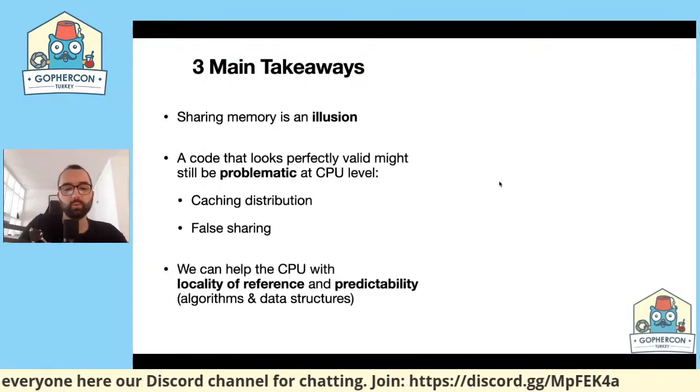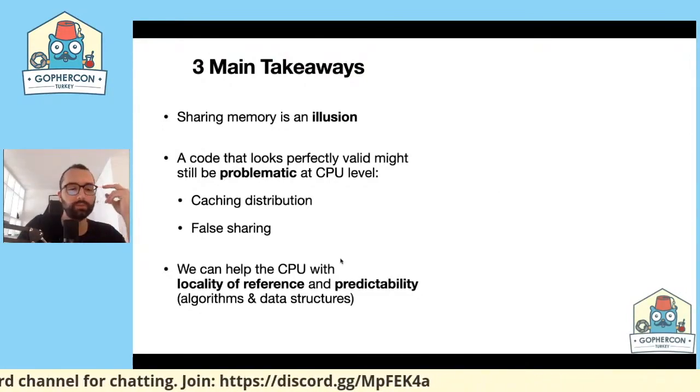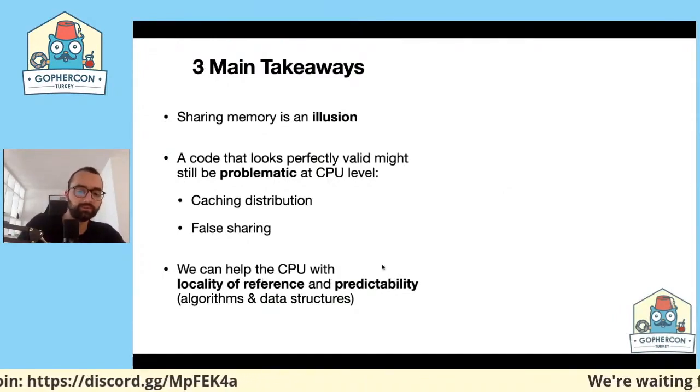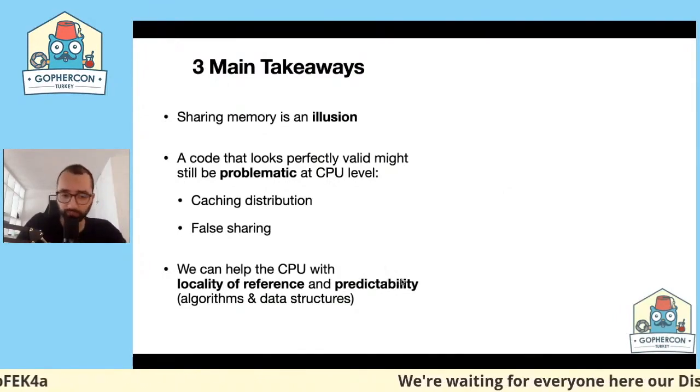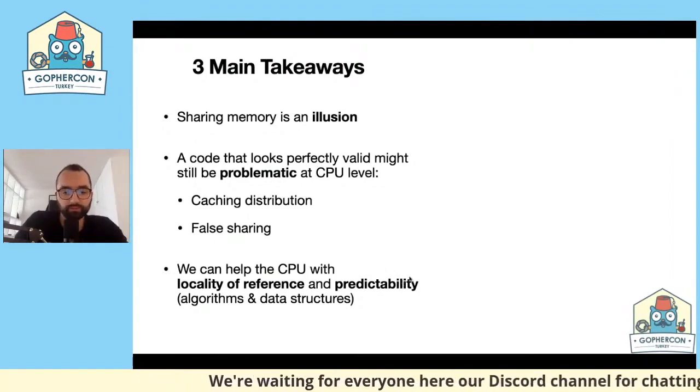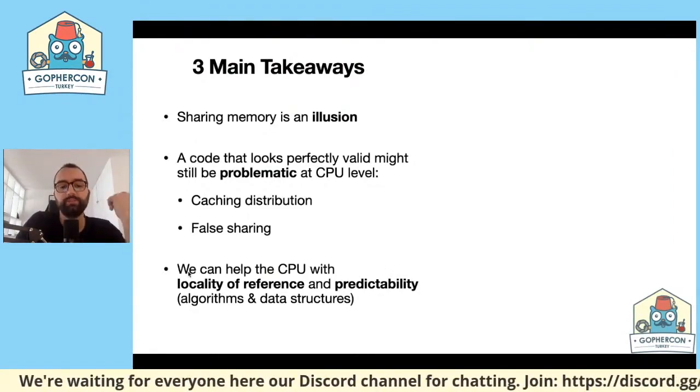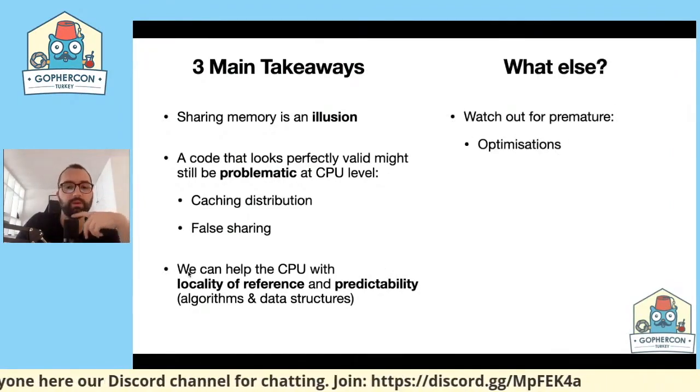And last but not least, we have said that we can help the CPU with both locality of reference and predictability. And we can implement algorithms or data structures because we know these two important principles, right?